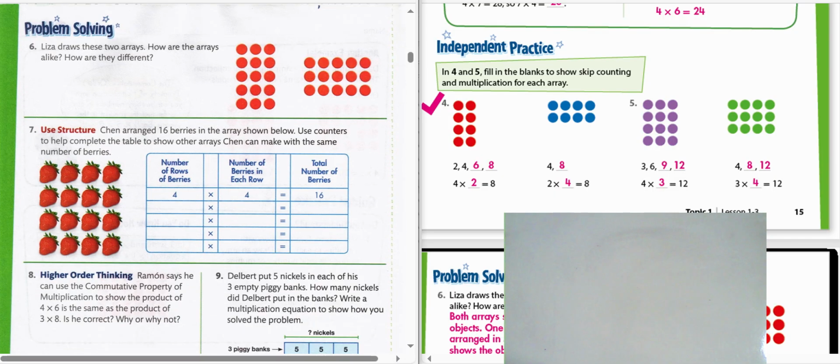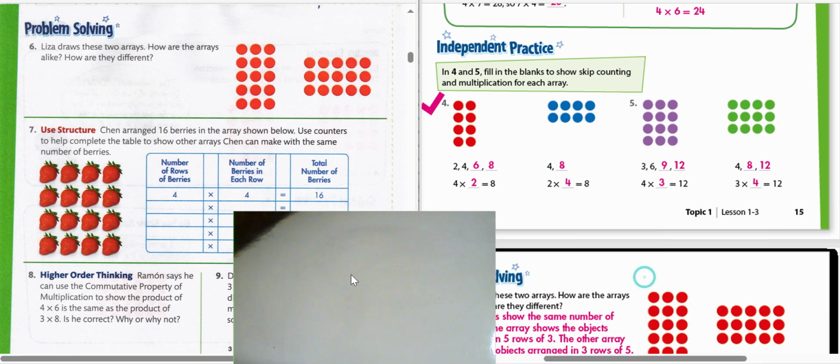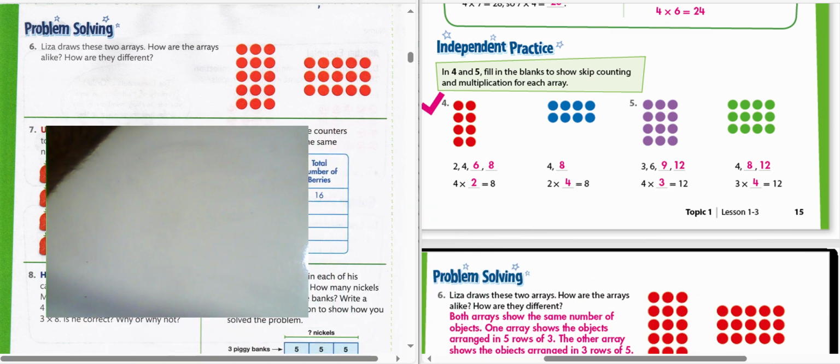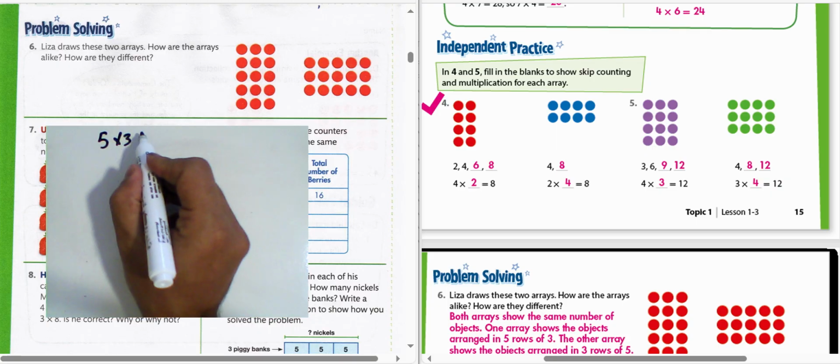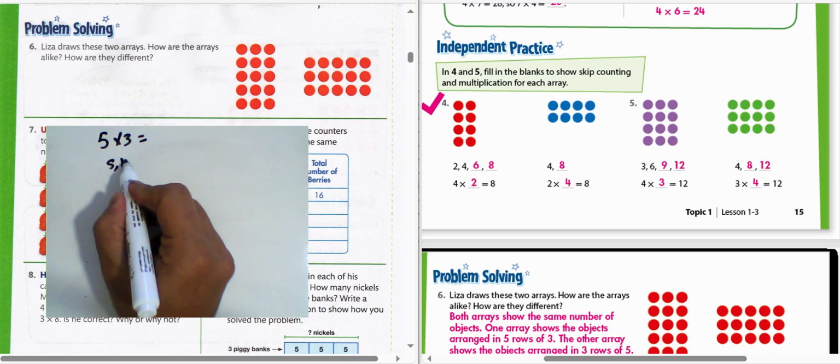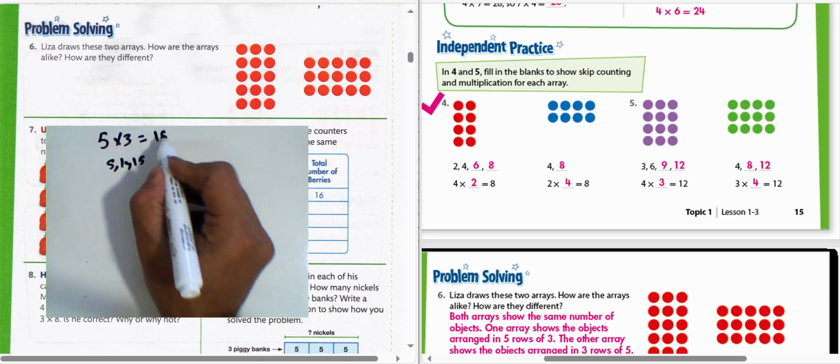Problem solving. Lisa draws these 2 arrays. How are the arrays alike? How are they different? We can solve this example here. Count with me. How many rows do we have? 1, 2, 3, 4, 5. 5 rows. Each row contains 3. 5 times 3 equals what? 5, 10, 15. Then the answer will be 15.